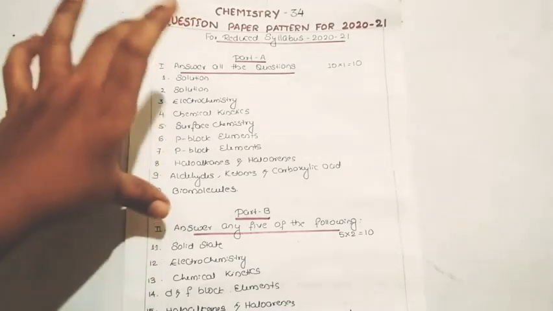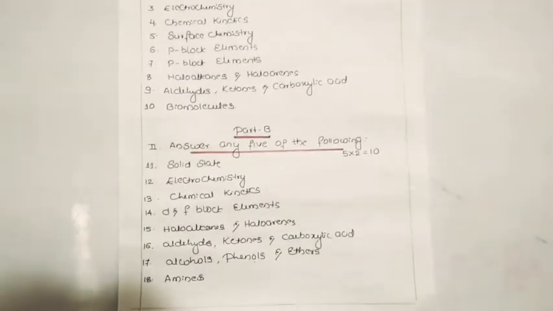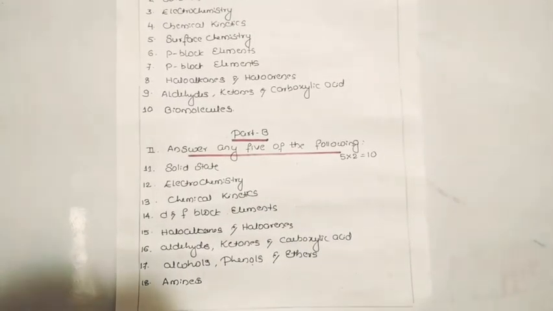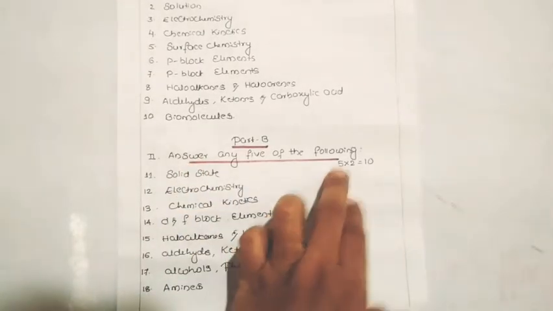I hope you understood how I have prepared this one. Similarly, when it comes to part B, "answer any 5 of the following" will be there, where you will be having around 8 questions. Out of 8 questions, you need to answer any 5. Each question carries 2 marks.